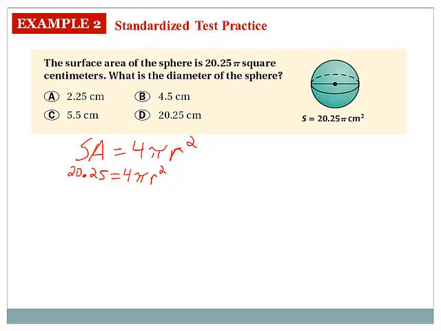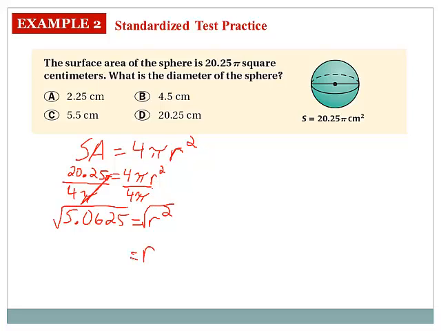Remember, it's 20.25 pi. So we're going to divide each side by 4 pi. And when we divide this, what happens? These pi's cancel each other out because we have one on the top and one on the bottom. So we can just do 20.25 divided by 4. So that's going to give us 5.0625 is equal to r squared. And to solve for r, we have to take the square root. So we take the square root of both sides.